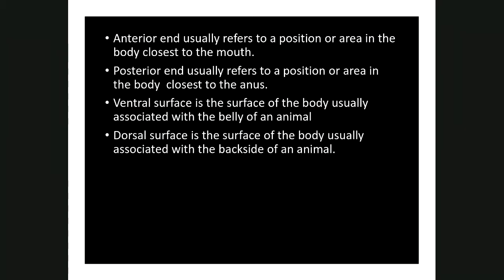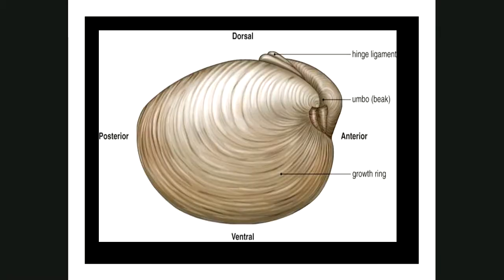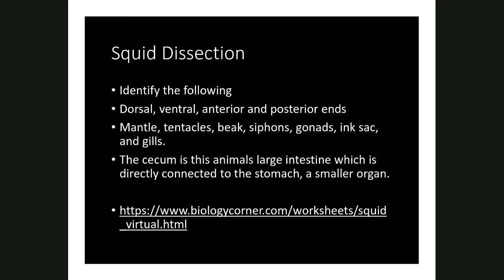Okay, so this slide I already spoke about. This is describing anterior, posterior, ventral, dorsal. So here we have it again, dorsal. It's close to the hinge. The umbo is pointing at the anterior end. You have the ventral end and the posterior.